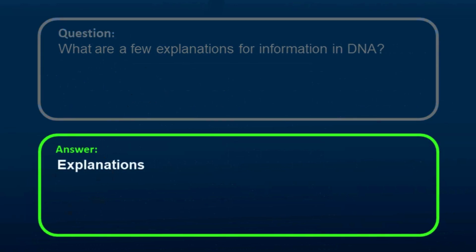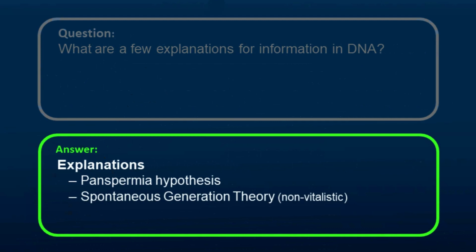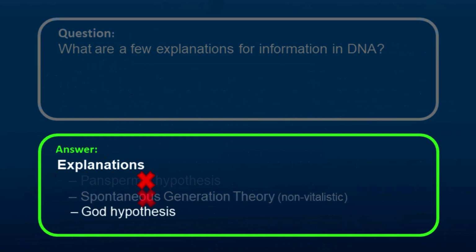A few explanations for the information in DNA include: 1. The panspermia hypothesis, 2. The spontaneous generation theory, and 3. The God hypothesis. The panspermia hypothesis turned out to be inadequate, and the spontaneous generation theory turned out to be inadequate. By process of elimination, only the God hypothesis remains.